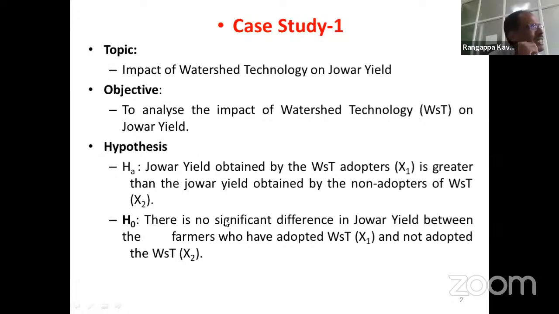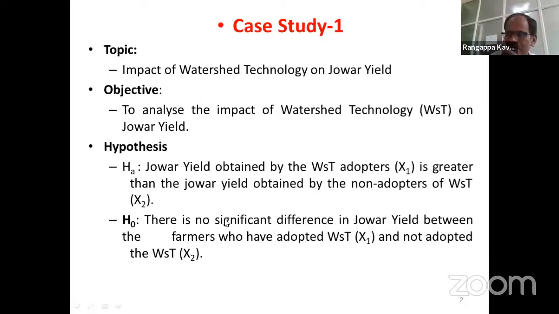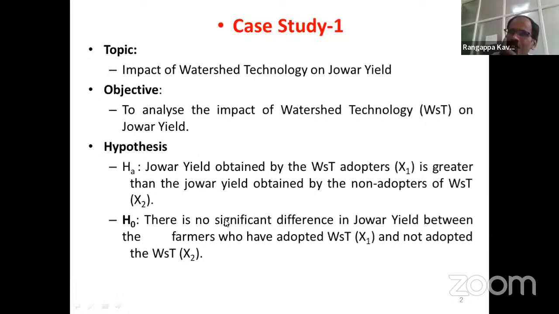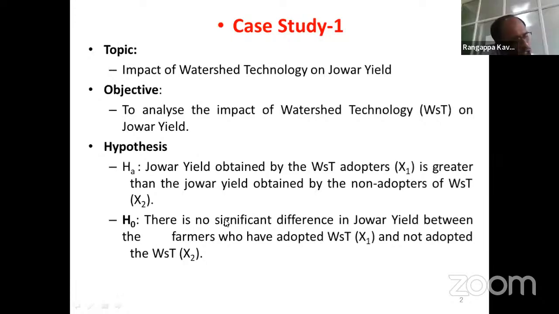Why is it independent? Because the person who is adopting watershed management, his productivity has no influence on the person who is not adopting watershed. His jowar yield has no cause and consequence effect on the productivity of the other person who has adopted or not adopted watershed technology. Yeah, you are right, but still we have a better way to present it, Chetan.